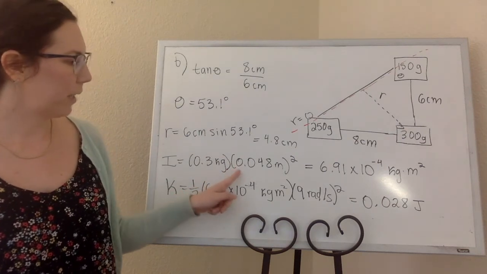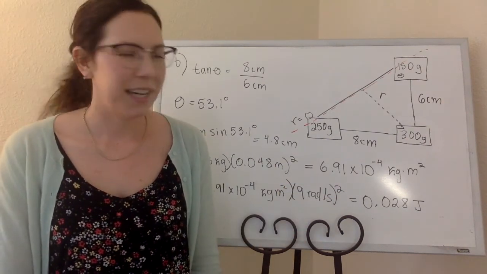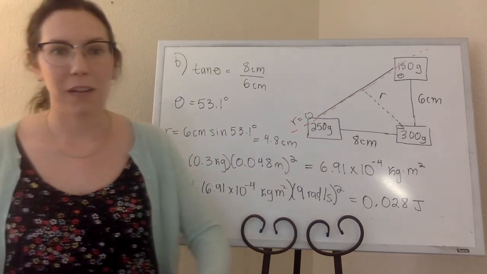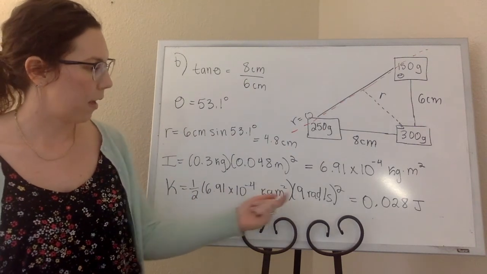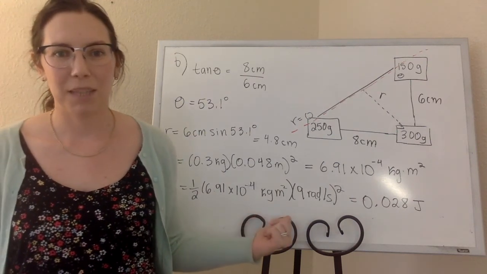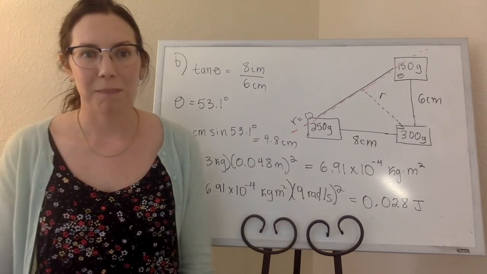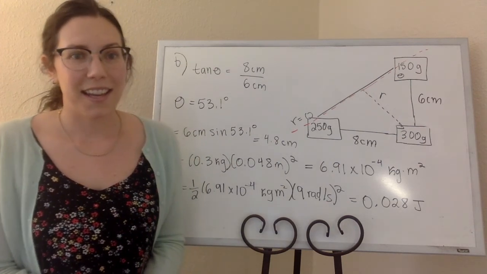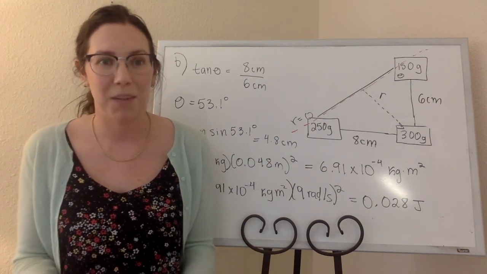So 0.3 kilograms times 0.048 meters squared, which gives 6.91 times 10 to the negative 4 kilograms meters squared. And then we can plug that in to find the rotational kinetic energy when it's rotating about this axis of rotation. So K is 1/2 I omega squared, 1/2 times 6.91 times 10 to the negative 4 kilograms meters squared times 9 radians per second, squared, which leaves us with 0.028 joules. So you can see from this example that both the moment of inertia and the rotational kinetic energy do depend on the axis of rotation for any object or mass configuration.